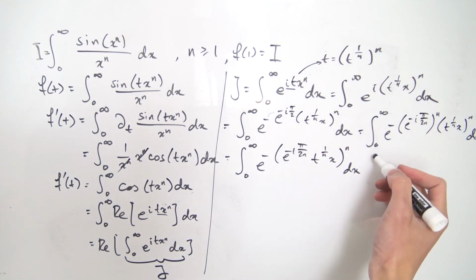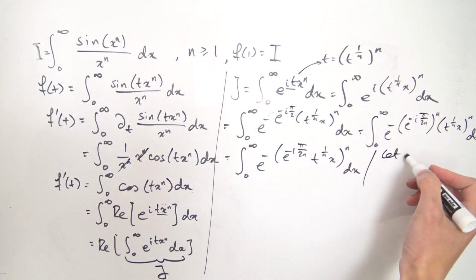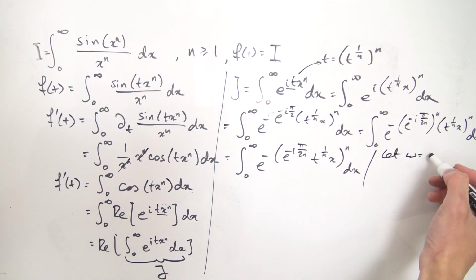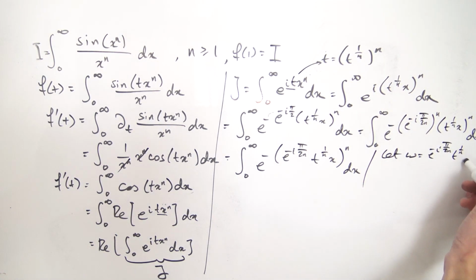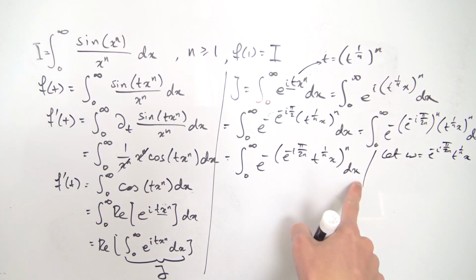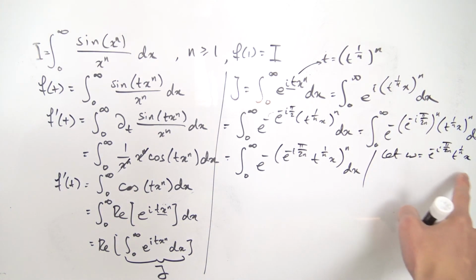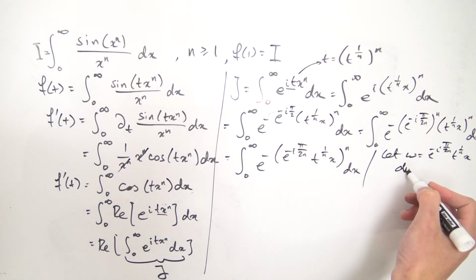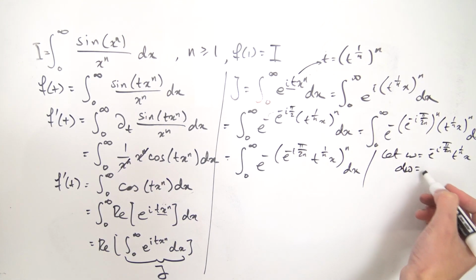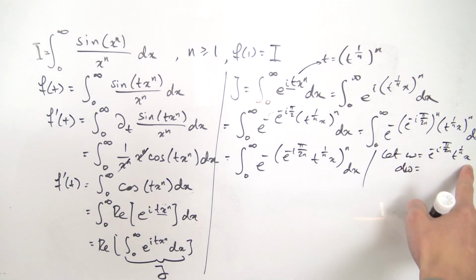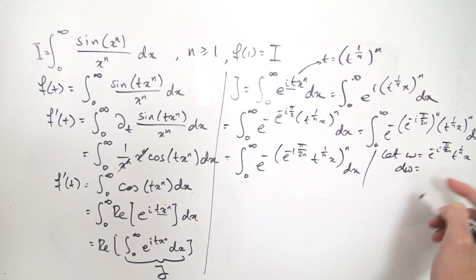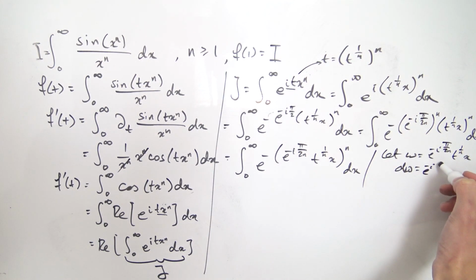So if we make a substitution now, if we let omega be equal to e to the minus i pi over 2n times t to the 1 over n times x. So our variable is x right here, not t, it's x. If we differentiate both sides, we're going to get d omega is equal to, well, we just have some kind of constant multiple of x, so d omega is e to the minus i pi over 2n t to the 1 over n dx.